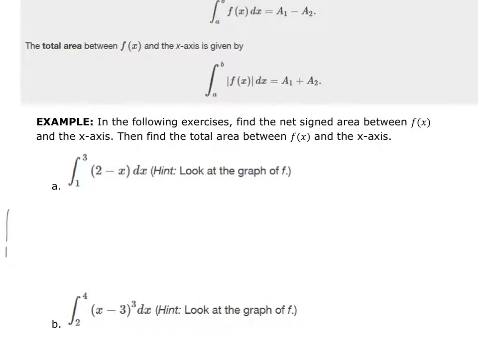So if I'm asked to integrate this, then this is going to be equal to, just for integration purposes, 2x minus x squared divided by 2.